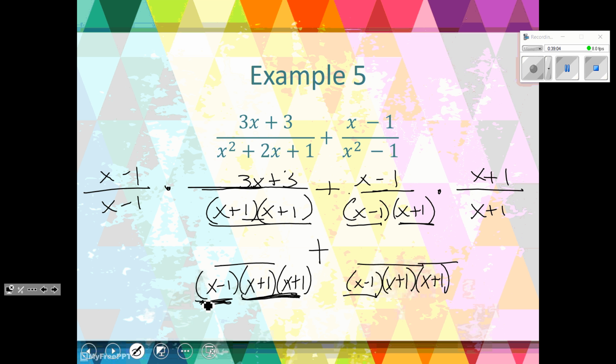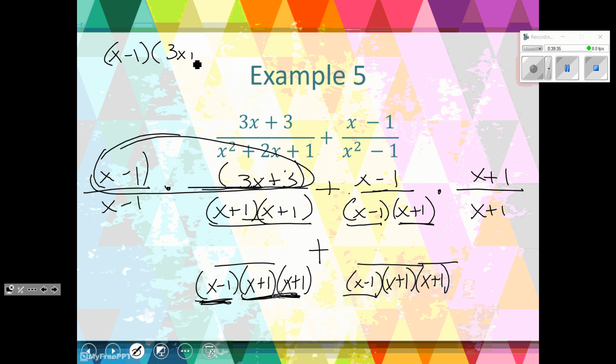At this point in time, can I start to cancel some stuff? Can I factor 3 out and maybe cancel an x plus 1? Something like that? No. When do we cancel? At the end. All right. So I need to go ahead and multiply these. This is a binomial times a binomial. How do you multiply a binomial and a binomial? FOIL. We're going to FOIL. So I need to FOIL x minus 1, you might need scrap paper, times 3x plus 3.